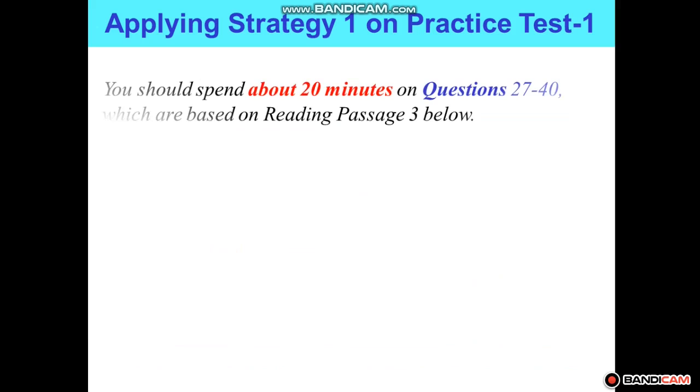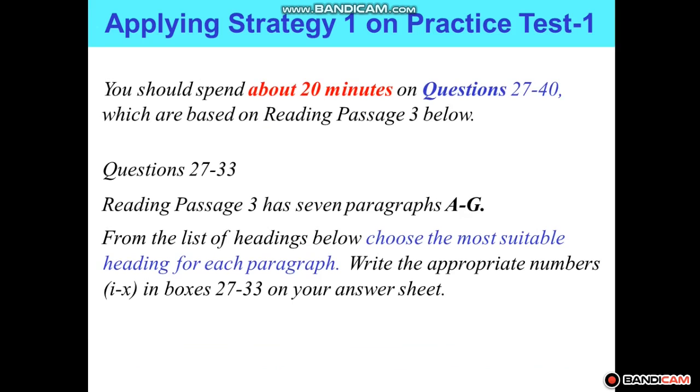Practice test 1. So this is how you get the instruction. It's written, you should spend about 20 minutes on questions 27 to 30, which are based on reading passage 3 below. Generally reading passage 3 is the most difficult passage, in fact the last one, because gradually the difficulty level increases in IELTS reading. Now the instructions are given like this.